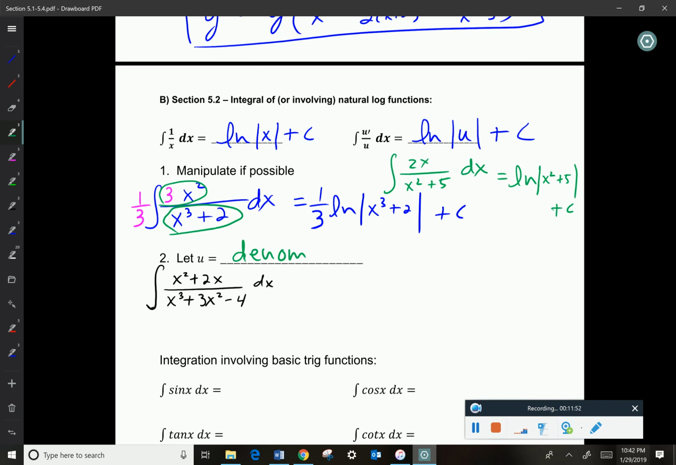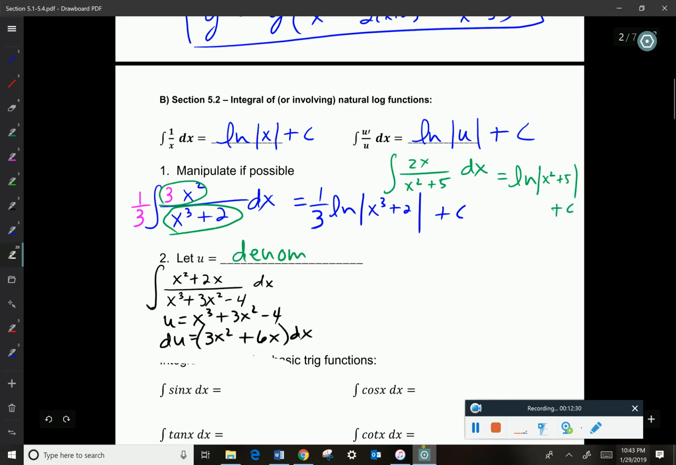So look at the example I have here. Here's a fraction. I don't see that it's a u prime over u. I can't separate it, right? There's nothing I can do to this. So I'm going to try my u substitution. I'm going to try and let u equal the denominator. So that means I'm going to be letting u equal x cubed plus 3x squared minus 4. So then du would be 3x squared plus 6x dx. And remember, we do the u, du, dx.